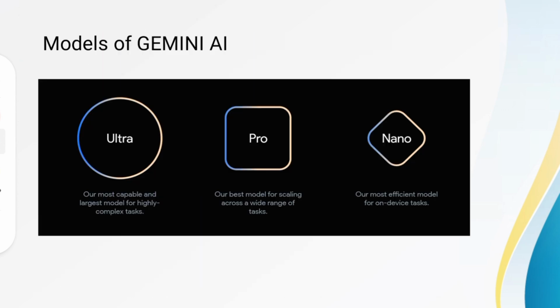There are three models of Gemini: Ultra, Pro, and Nano. Ultra model is the most capable and largest model for highly complex tasks. Pro model is the best model for scaling across a wide range of tasks that we use mostly. And Nano Gemini AI is the most effective model for on device tasks.